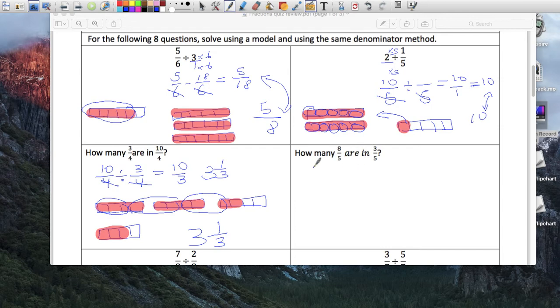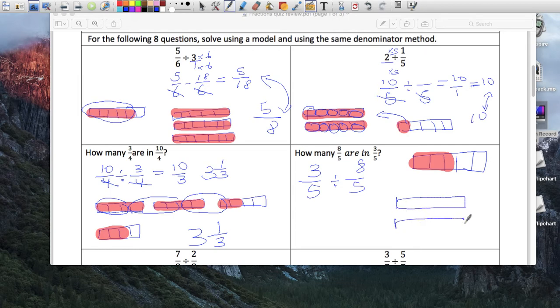How many 8/5 are in 3/5? Well, again, let's write this. That's how you would write that, because how many 8/5 exist in 3/5? Let's draw it out. Let's show our 3/5. Show what I have. So that's the first thing you should draw, is what you have. Here's your 3/5. And let's draw our 8/5. 1, 2, 3, 4, 5. 1, 2, 3, 4, 5. And 8/5 is 5 over 5, 6 over 5, 7 over 5, 8 over 5.